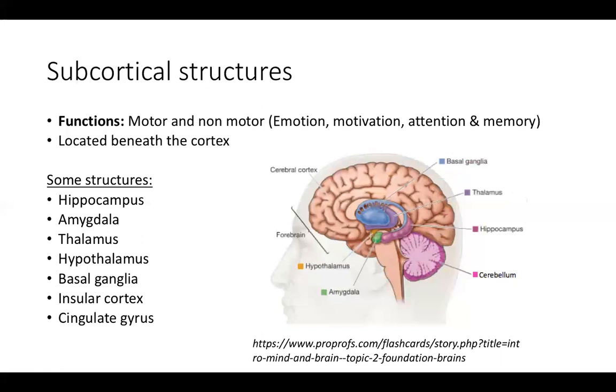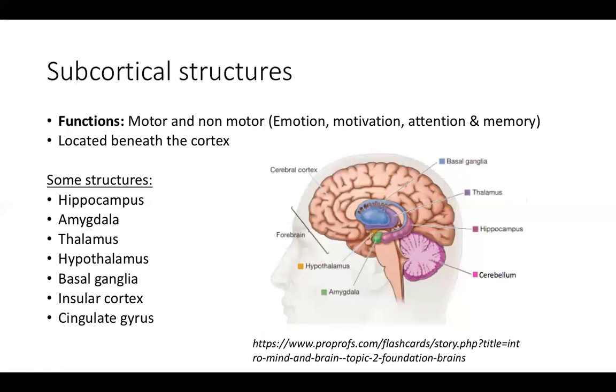The insular cortex and the cingulate gyrus are actually paired up a lot of the time, and they are areas of the brain that are responsible for attention and for taking the importance or salience of an activity or input that's coming in and attributing the appropriate amount of attention to it.